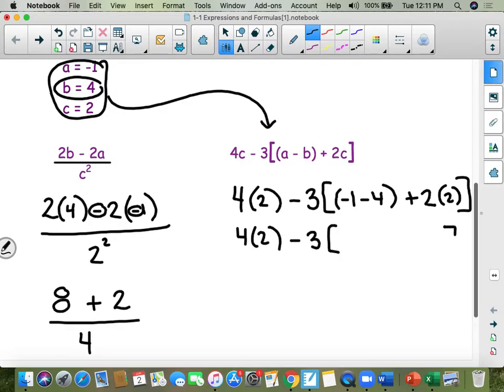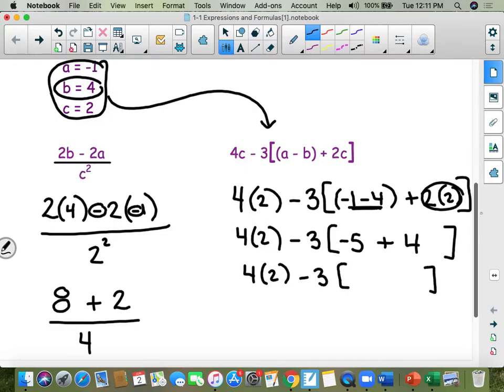Remember, you have to do your parentheses first. So here's my first set of parentheses. A -1 and a -4 makes a -5, plus, and 2 times 2 makes 4. 4, 2, -3. This little bracket also kind of stands for parenthesis. You have to do that first. So what's a -5 plus 4? You could do that on your calculator. It makes a -1. Now we have 4, 2, a -3, and a -1.